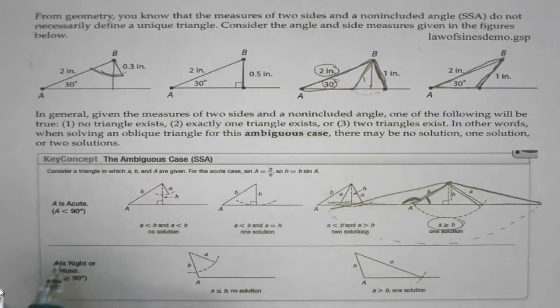Now we also have the case where the angle is obtuse. If A is shorter than B, then that side can't reach down to form the triangle. If A is longer than B, then it reaches and you have one. So with obtuse angles, you either have no solution or you have one triangle.